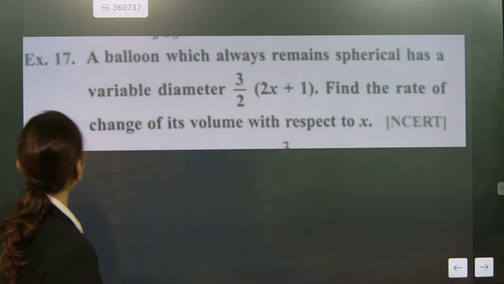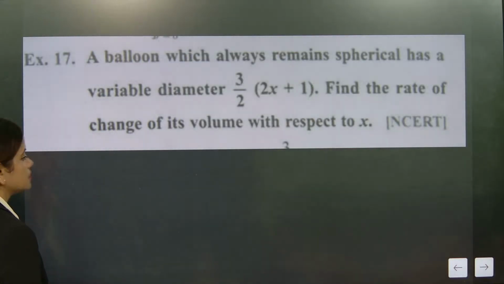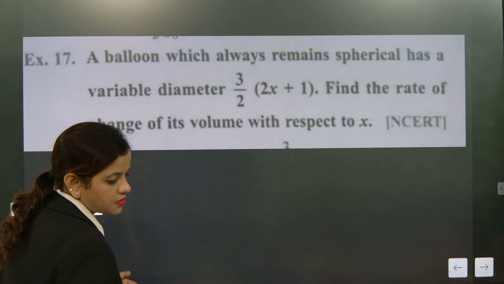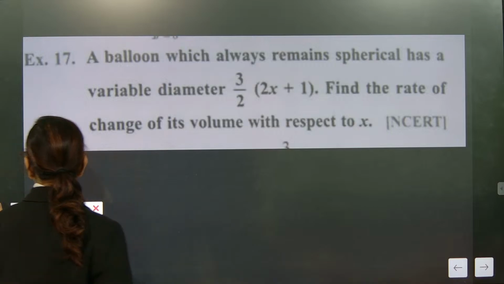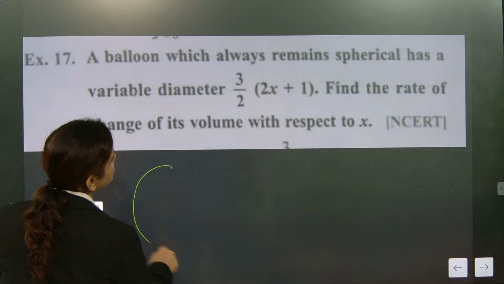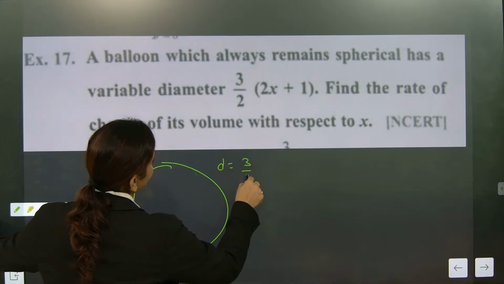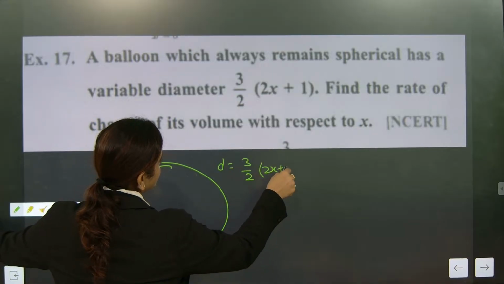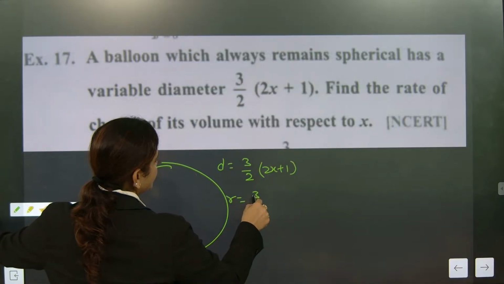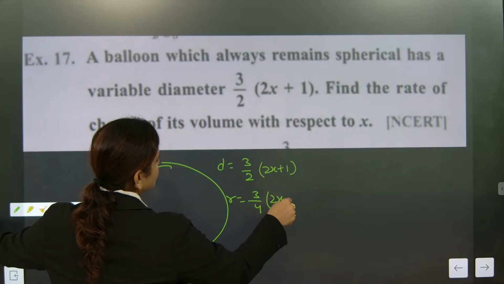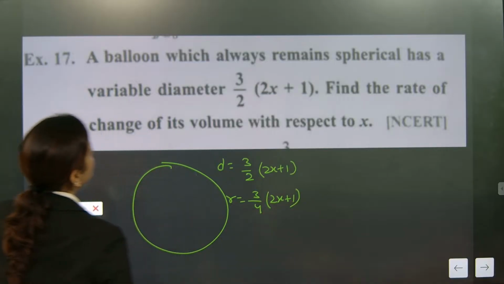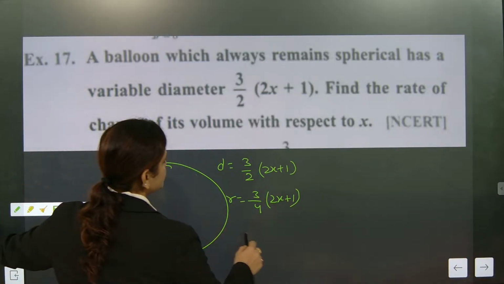Anyone got the answer? Come on, solve the question, please. See, the balloon which always remains spherical has a diameter. The diameter given is 3 by 2, (2x plus 1). Then what will be the radius? The radius will become 3 by 4, (2x plus 1). Done. Find the rate of change of volume with respect to x.